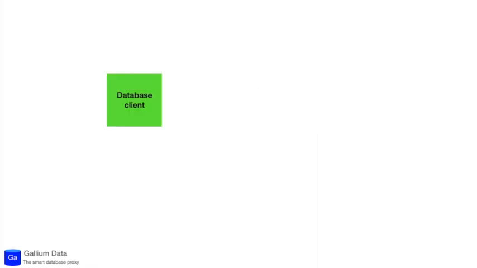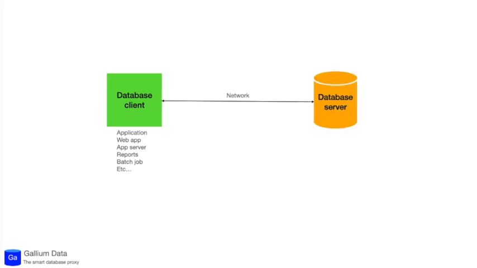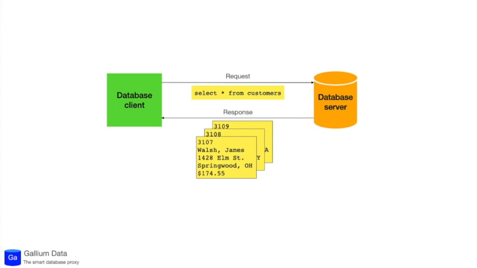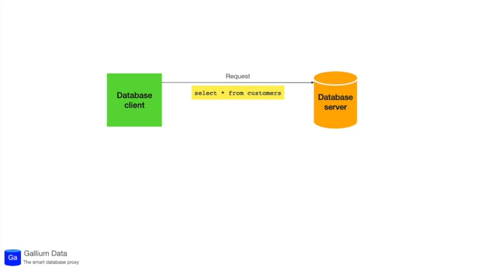When you have a database client, and by that I mean anything that talks to a database, like a web app or batch job or whatever, that application is going to talk to a database server. The client is going to make requests to the server, and of course the server is going to respond with data. Now many applications, not all, but many, have a fixed set of queries.